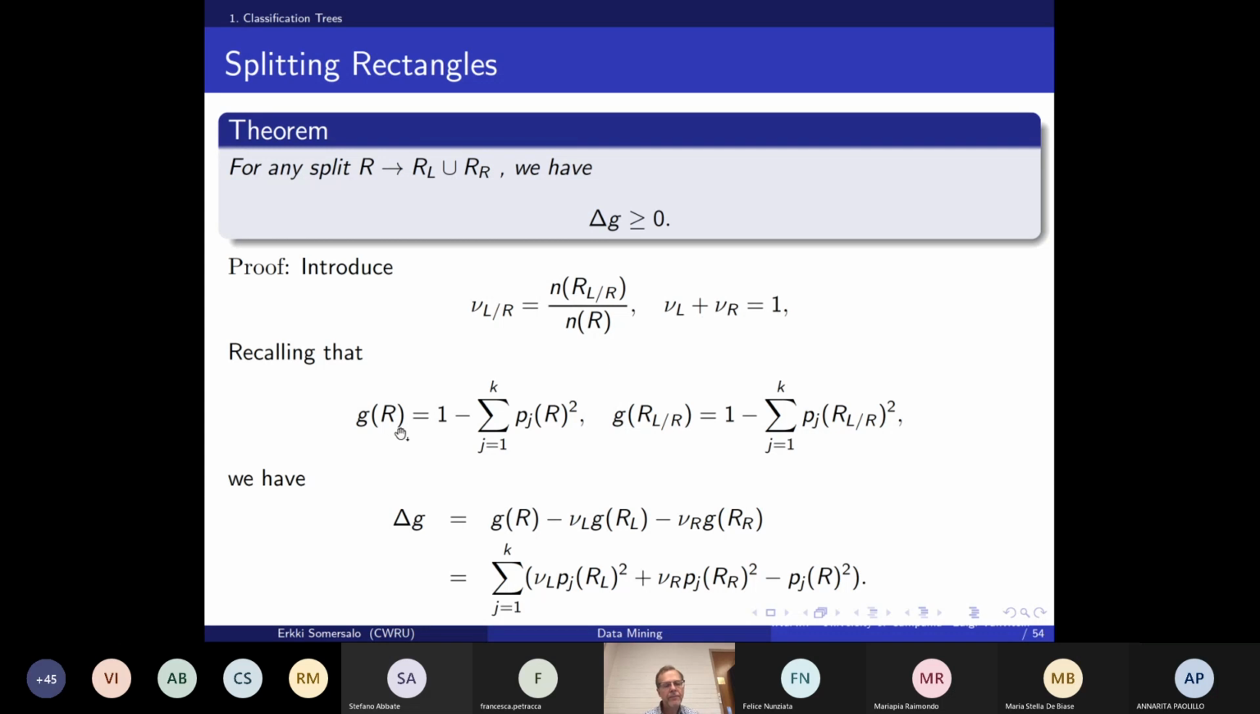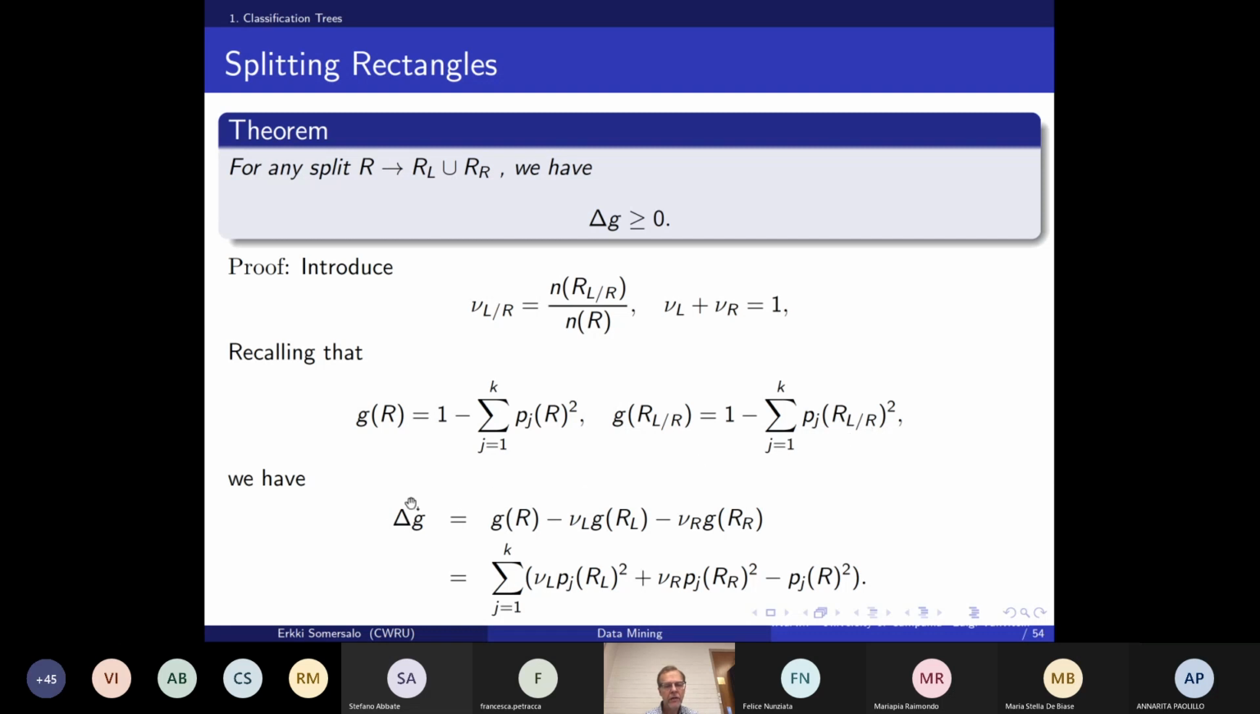Now, G_R by definition. There were two. There was the original definition of G_R, and then I told you that this G_R can also be written as 1 minus the square sum of the frequencies of different classes. So this is my G, and likewise I am writing the Gini index for the left and the right rectangle. So 1 minus the sum of the squared frequencies of points belonging to the class J in this rectangle R_L or R_R.